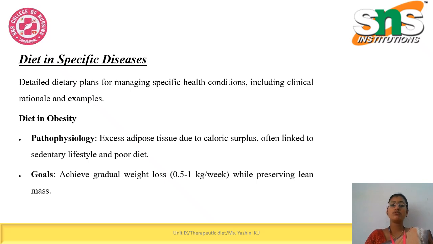So the goal is gradual weight loss per week, about 0.5 to 1 kg, so that dietary management will be prescribed for the obesity patients. While prescribing this, we have to take care about preserving the lean muscle mass too.